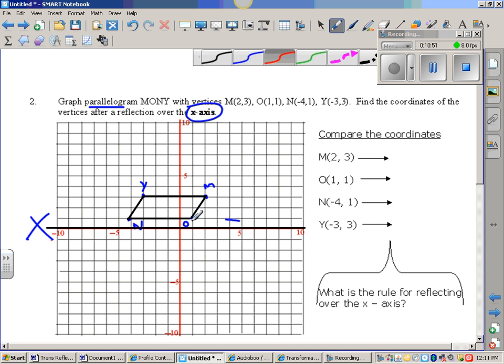O is 1 away from the x-axis, so you count 1 away and label it O prime. M, 1, 2, 3, 1, 2, 3. M prime. N, 1 away, you count 1 away. Y, 1, 2, 3, 1, 2, 3.